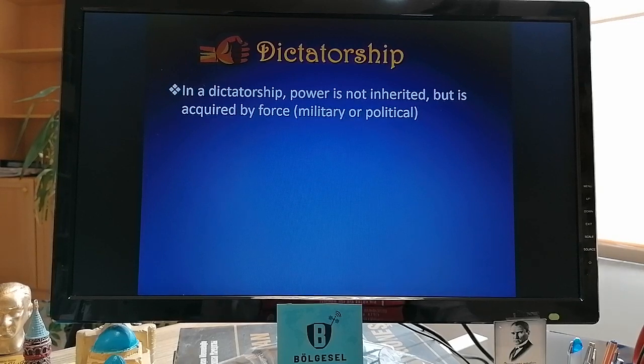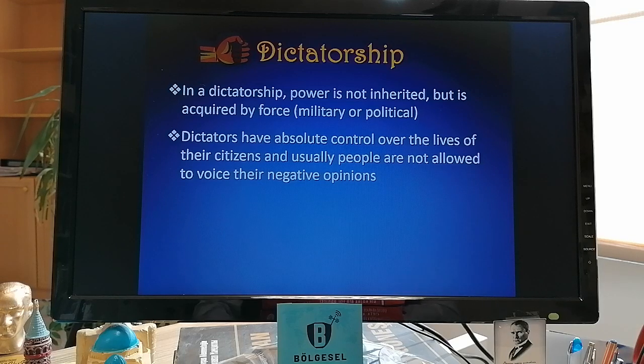How about dictatorship? In a dictatorship, power is not inherited. Yani babadan oğula kalmıyor. But it is acquired by force. And by force, I mean military or political force. Okay? Babadan oğula kalan bir sistem değil. Gücü askeri ya da siyasi bir baskıyla, baskınla elde etmenizdir. Dictators have absolute control over the lives of their citizens, and usually people are not allowed to voice their negative opinions.